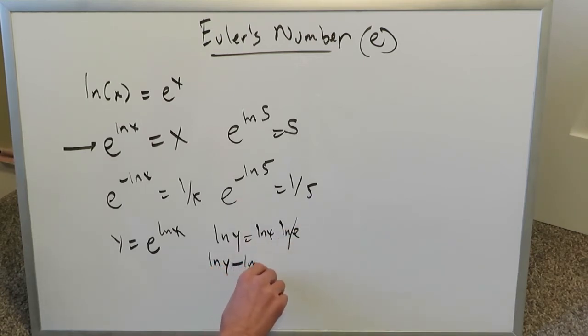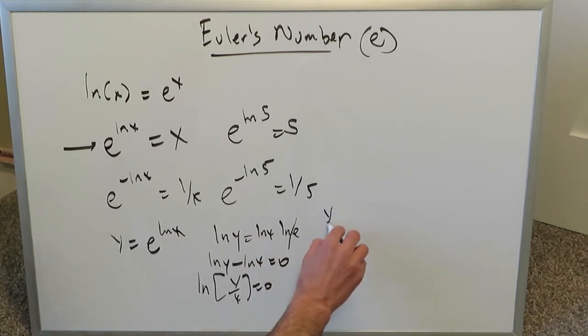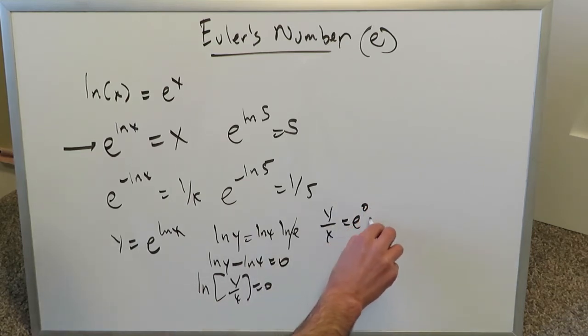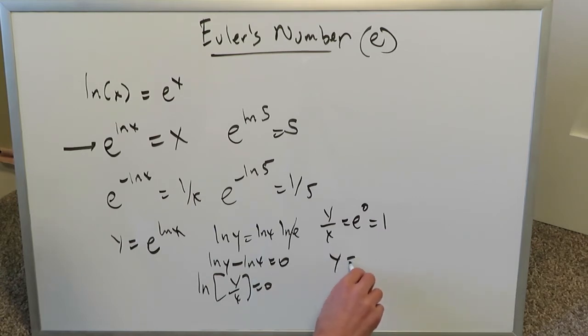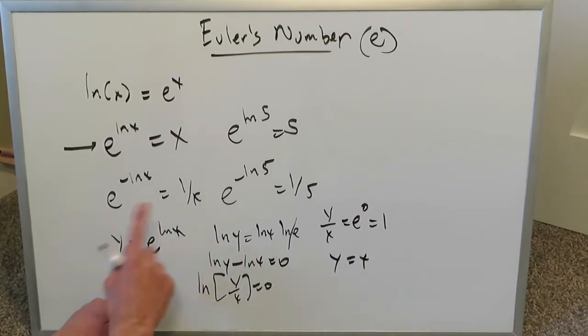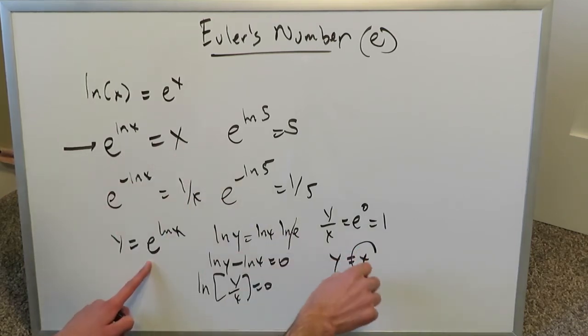ln y minus ln x is equal to 0. Under a common log, you have ln of y over x is equal to 0. Take the natural log on the other side. y over x is equal to e to the 0, which is equal to 1. Therefore, y is equal to x. y was originally e to the ln x. If y is equal to x, then e to the ln x is equal to x. And you see it right over here.